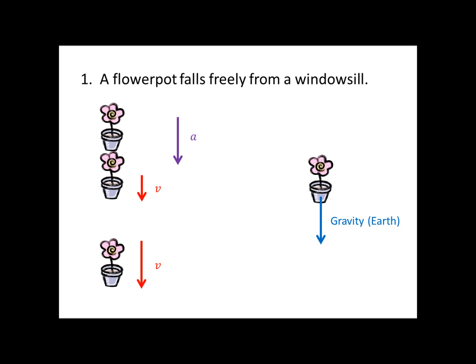Over on our free body diagram on the right, there's only one force acting on this flower pot. That is the force of gravity. We'll be talking about how to find that force later, but we know that there is this force called gravity that's pulling the flower pot down. The agent of that force, that is the object that's causing it, is the Earth.